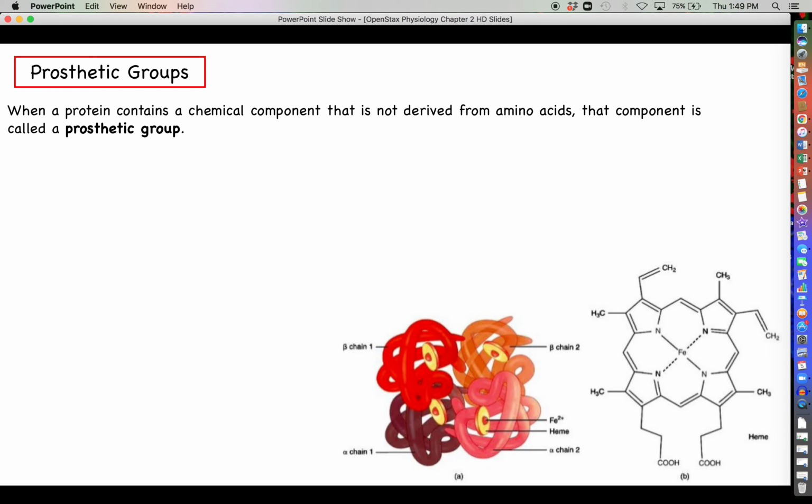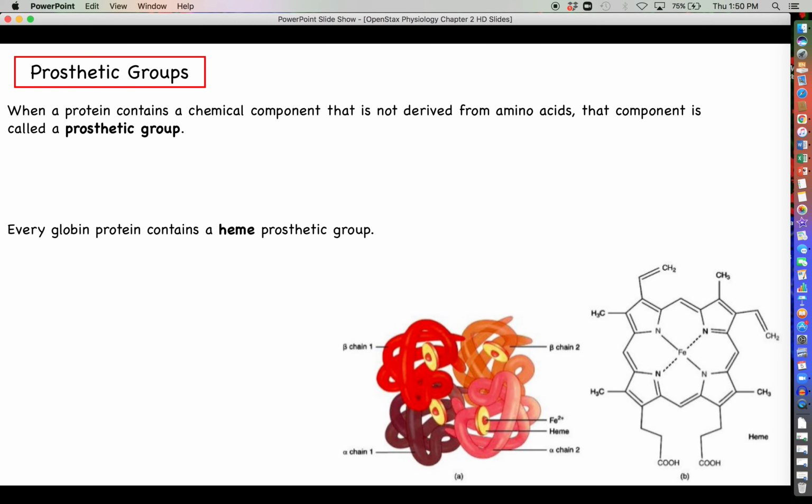Now, in the case of hemoglobin and myoglobin too, an interesting case occurs when a protein contains a chemical component that is not derived from amino acids. In those cases, we call that a prosthetic group. Kind of like if someone lost a leg or an arm in the war, they can get themselves a prosthetic limb. It's not something that grew on them, it's not something they've had all the time. It's not necessarily natural, but it actually has some function with respect to the rest of the body.